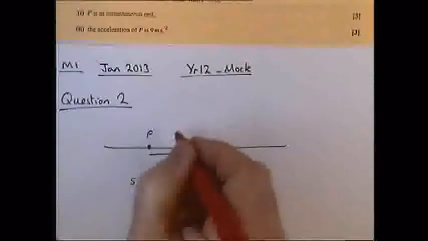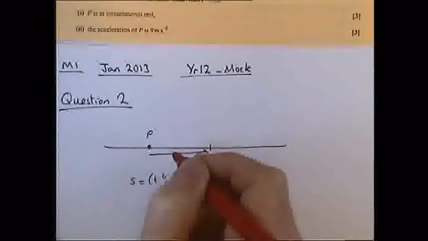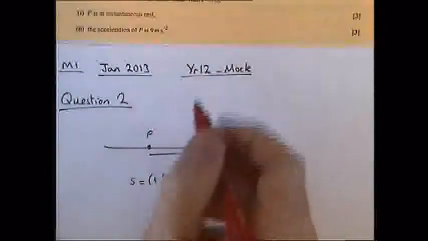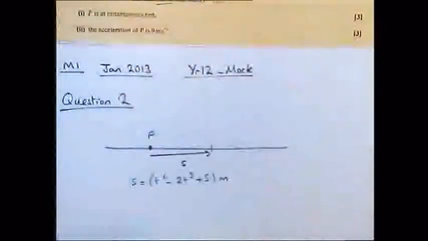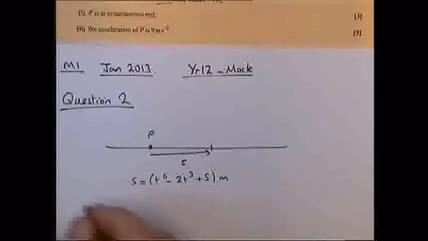Okay, and we've got to show that when t equals 1.5, P is at instantaneous rest, and it's worth 3 marks. Now the word show is important in this question. Show. All we have to do is, we can solve an equation, but we don't have to. We can just use a substitution. So what we need to do is find v.